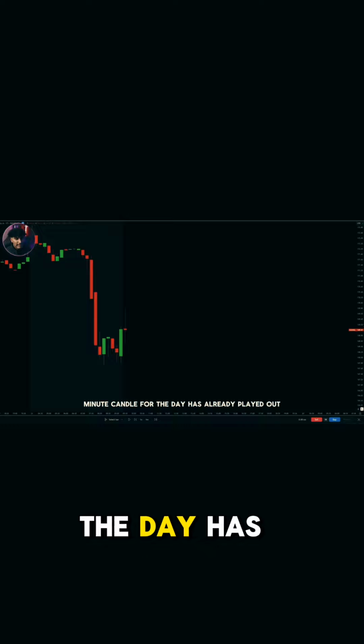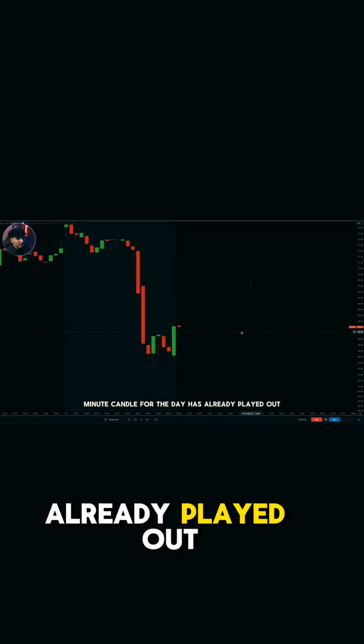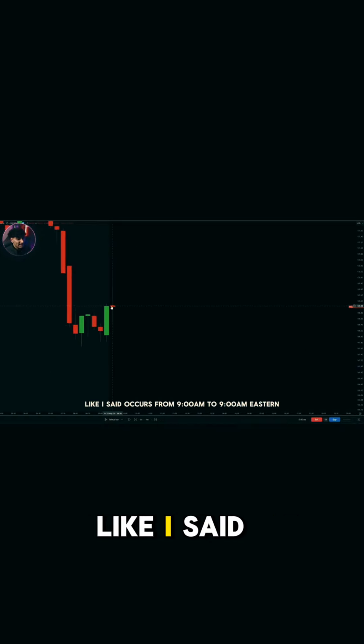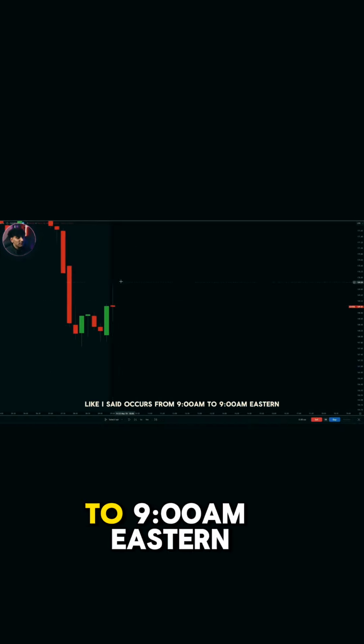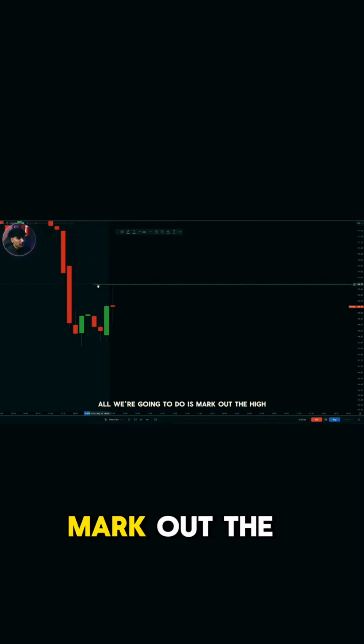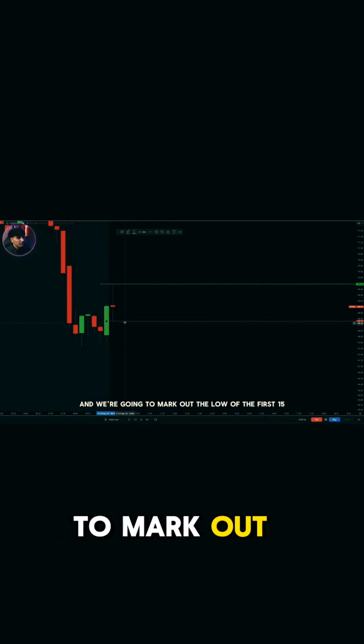All right, so here we are on our first trade. And as we can see, the first 15-minute candle for the day has already played out. Now, this candle, like I said, occurs from 9:30 a.m. to 9:45 a.m. Eastern. All we're going to do is mark out the high and the low of the first 15-minute candle.